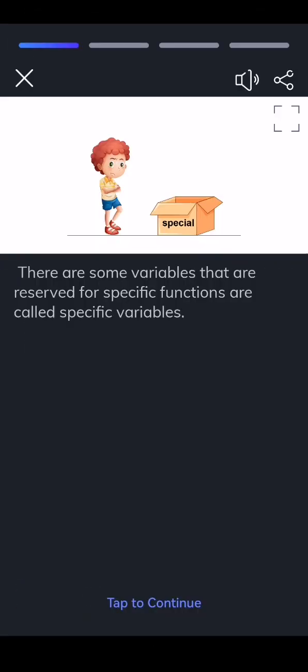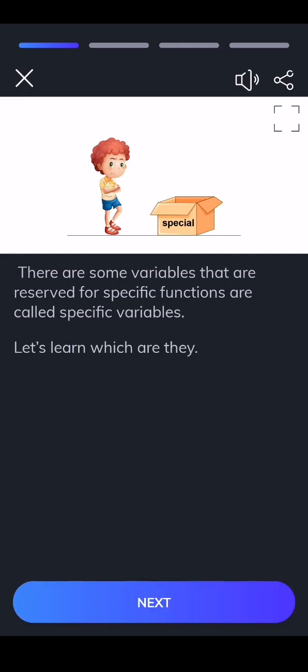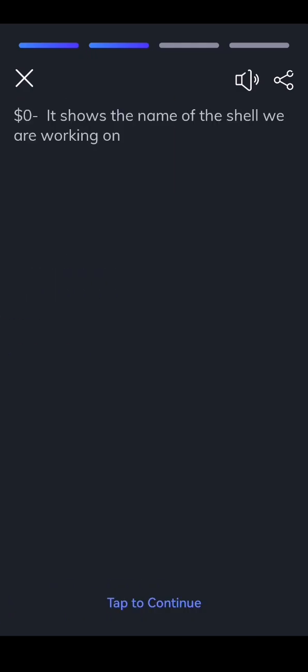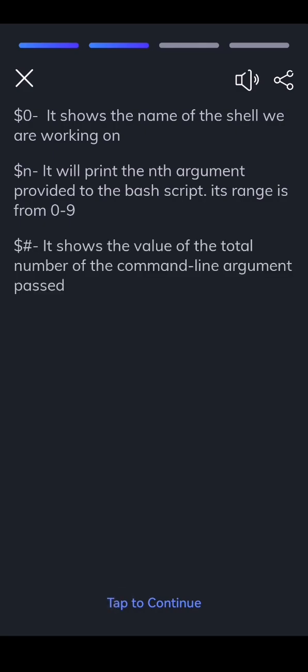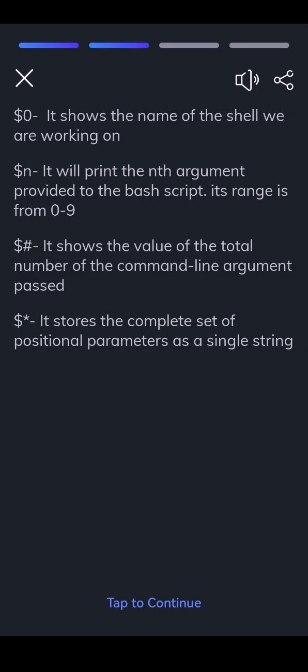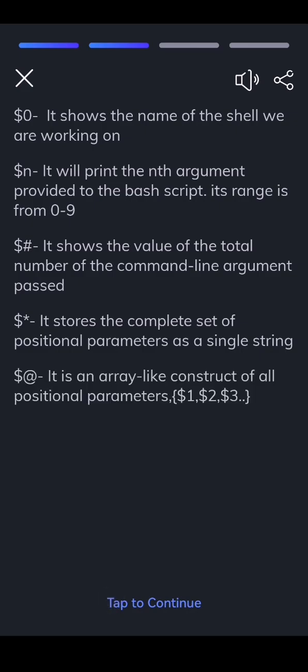There are some variables that are reserved for specific functions, called special variables. Let's learn which ones they are. $0 shows the name of the shell we are working on. $n will print the nth argument provided to the bash script. $# shows the total number of command line arguments passed. $* stores the complete set of positional parameters as a single string. $@ is an array-like construct of all positional parameters, $1, $2, $3.